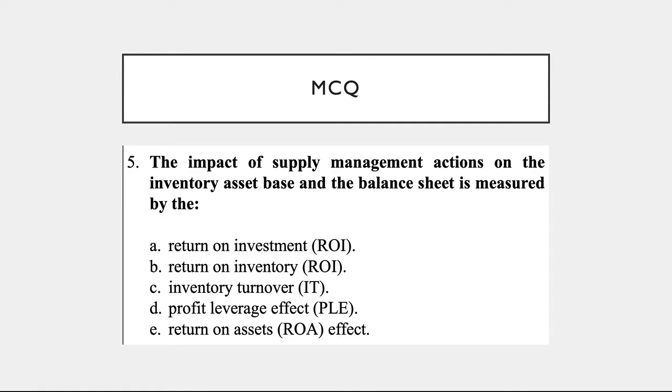Question number 5. The impact of supply management actions on the inventory asset base and the balance sheet is measured by the: A, return on investment, B, return on inventory, C, inventory turnover, D, profit leverage effect, and E, return on assets. The answer is E, return on assets effect.